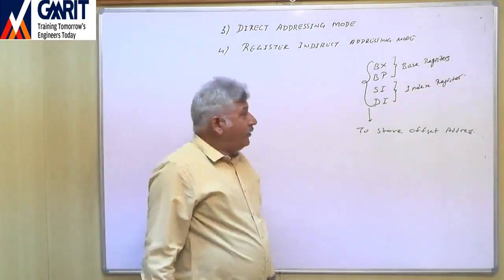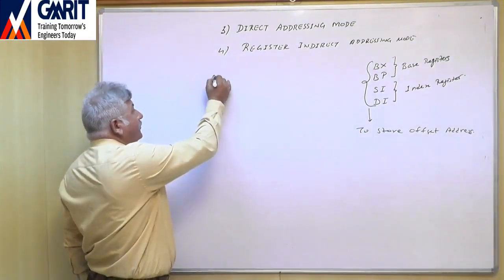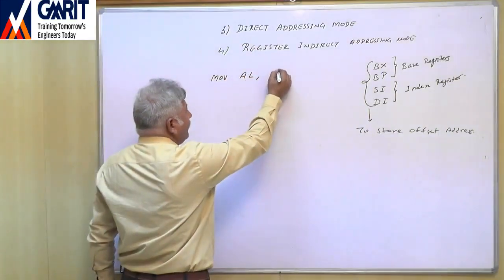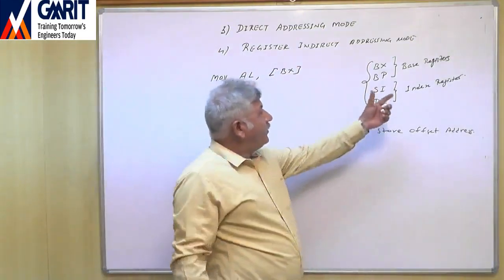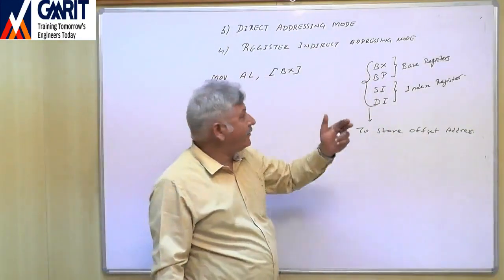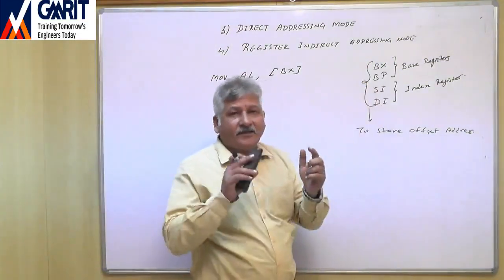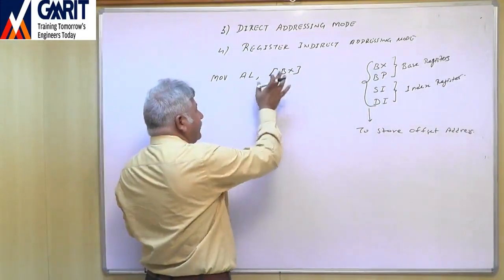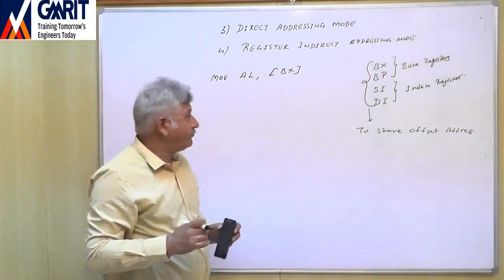For example, MOV AL, [BX]. So if we are using register indirect addressing mode and the offset address of our data is in any of these registers, then we have to enclose these registers inside brackets. So here we have enclosed it in brackets. So now this is the example of register indirect addressing mode.